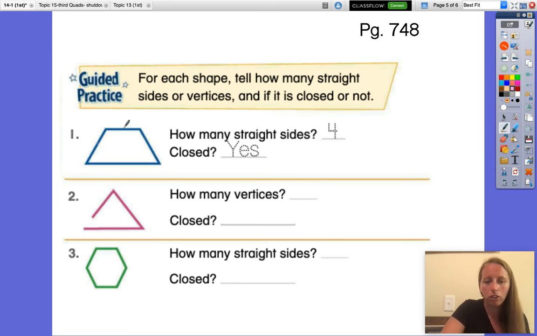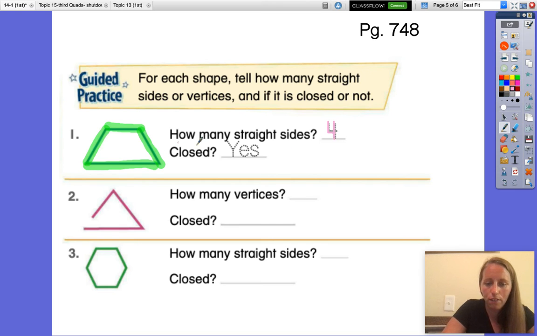So if you take a look at number 1, let's trace the sides. When we trace the sides, it's the easiest way to count them. So I'm going to trace the sides and count them as I do it. 1 side, 2 sides, 3 sides, 4 sides. So we have 4 straight sides.